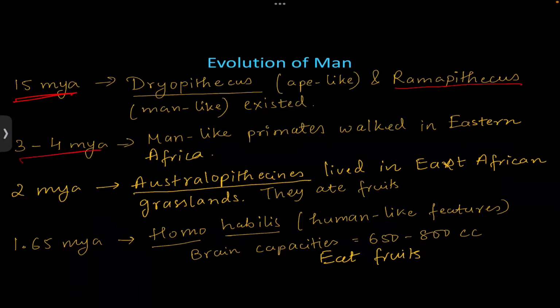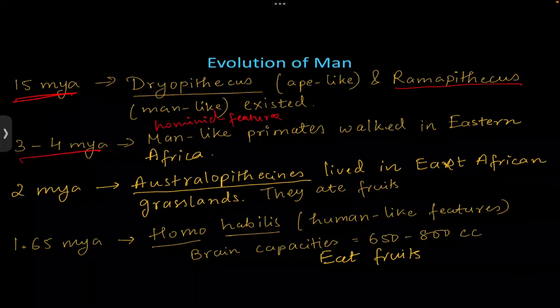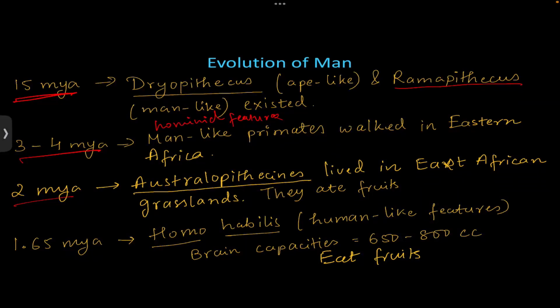Then 3 to 4 million years ago, man-like primates walked in Eastern Africa. They found fossils in Eastern Africa, and they saw that these fossils belonged to primates who had more hominid features. Man features are also called hominid features. Then 2 million years ago, Australopithecines appeared, and they were also ancestors of humans. They lived in East African grassland, and they survived by eating mainly fruits. Over the millions of years of evolution of man, man started to walk more and more straight. The back got straight, and they started using their forelimbs for things other than walking.